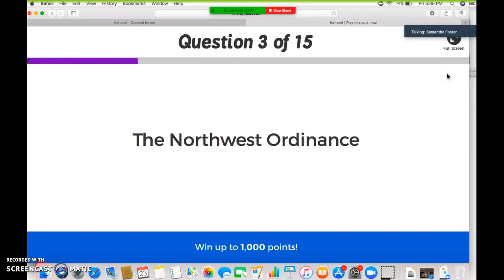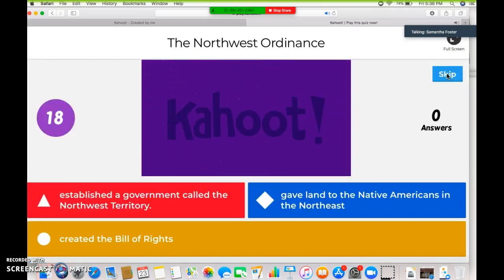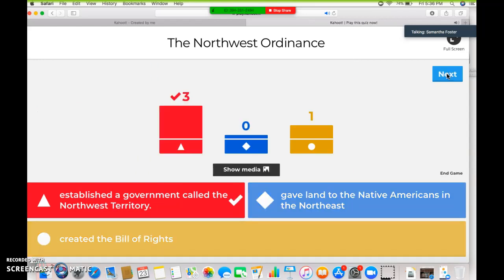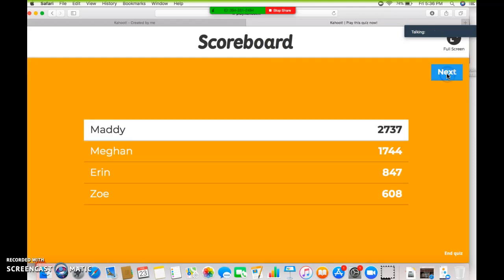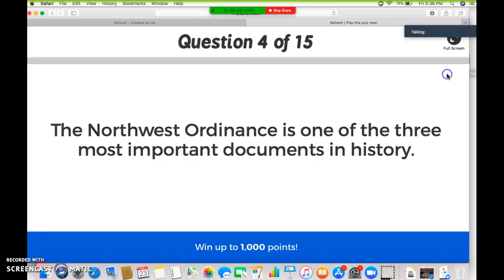All right. The Northwest Ordinance. And I'll give you some prompts. So established a government called the Northwest Territory, gave land to the Native Americans in the Northeast, and created the Bill of Rights. Which one is it? All right. So it established a government called the Northwest Territory. So that's what you guys mostly learned about this week.